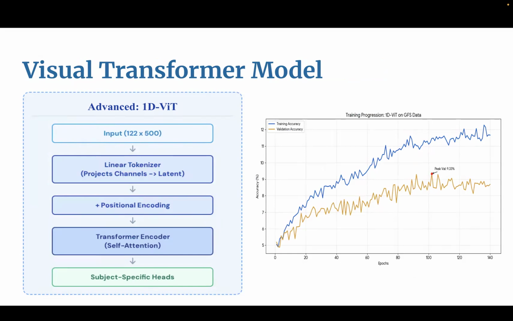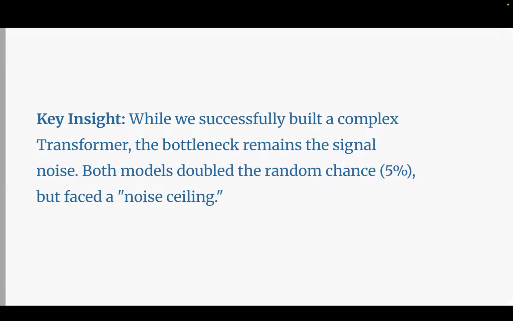an advanced vision transformer model, which takes the input and does linear tokenization by reading all 122 electrode embeddings at one time. Then it does positional encoding, passes it to the transformer encoder through self-attention, and uses subject-specific heads. So we treat the 13 different subjects specifically and try to identify patterns in the spikes and noise particular to them. By doing this, the peak validation accuracy we achieved was 9.33%. Although this number is smaller than what we got through the baseline itself, this could mainly be due to the bottleneck of the signal noise.